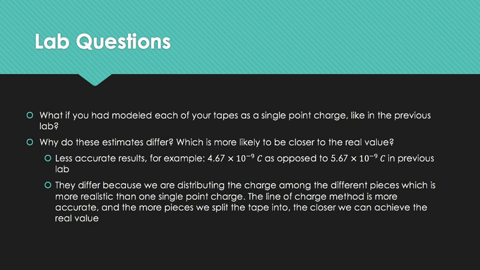The second question asked, why do they differ, and which is more likely to be closer to the real value? I said that they differ because we are distributing the charge among the different pieces, which is more realistic than one single point charge, and therefore the line of charge method is more accurate, and the more pieces that we split the tape into, the closer we achieve the real value.